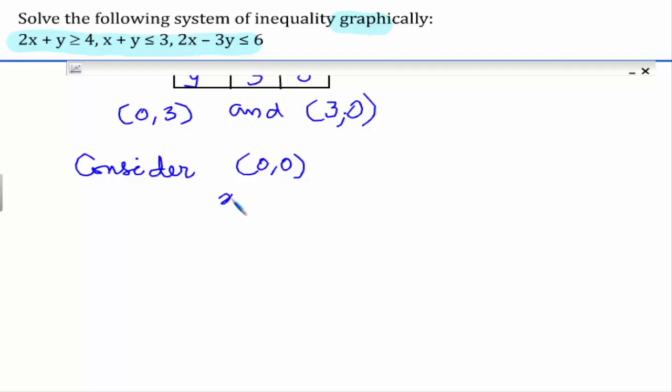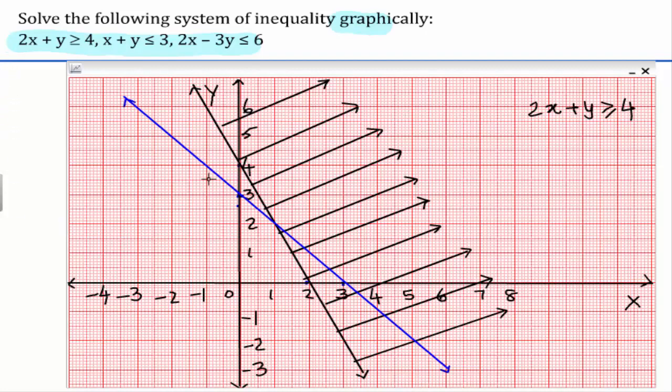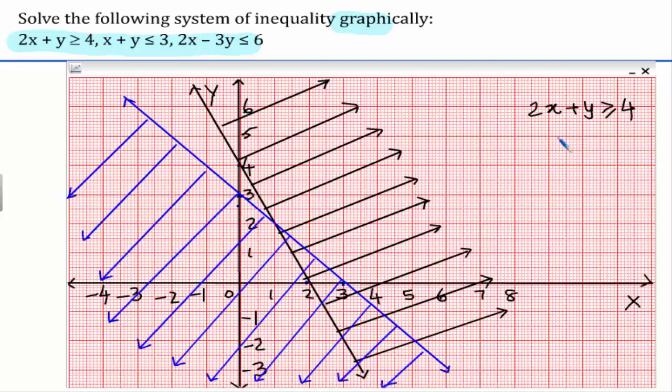So the inequality is x plus y less than or equal to 3. Now if I substitute 0 in place of x and y, I'll get 0 less than or equal to 3, which is a true statement. So therefore the origin lies in the region. That means we have to draw the lines towards the origin like this. Here the blue lines represent the region of the inequality x plus y less than or equal to 3.